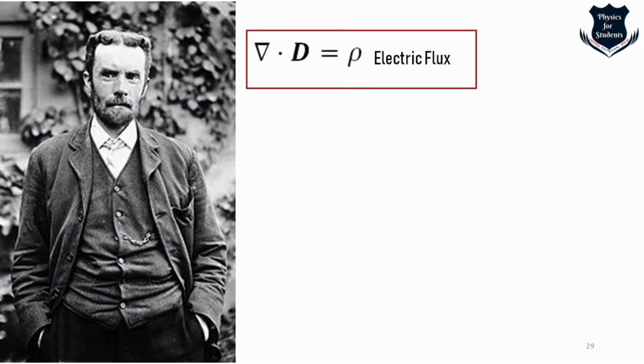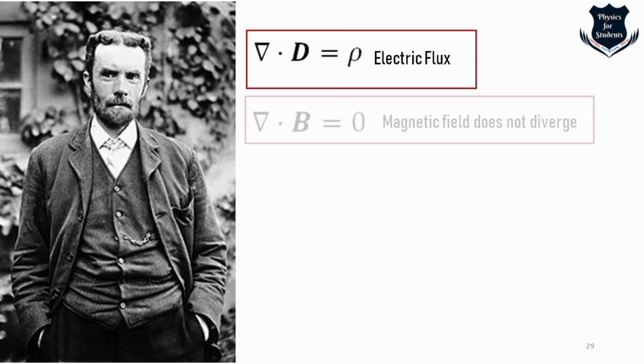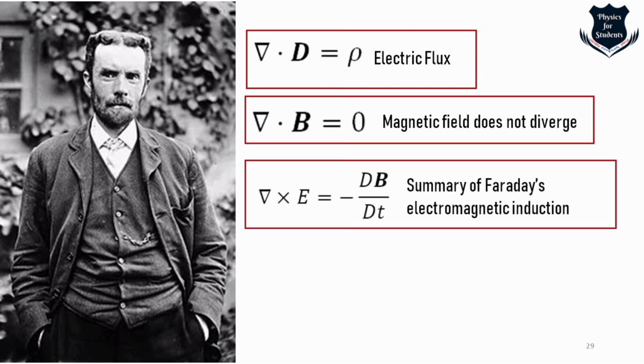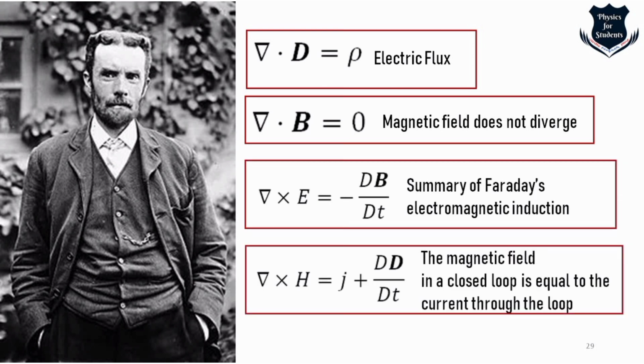This one denotes the electric flux. This one is the magnetic field, which does not diverge. This is the differential form, which we can explore in the next video. I've already shown you the integral form. And this is a summary of Faraday's electromagnetic induction, and the magnetic field in a closed loop equal to the current through the loop, right?